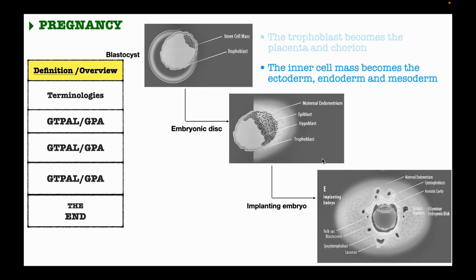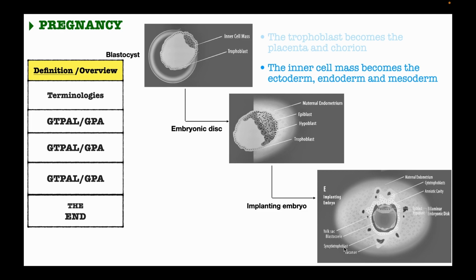Now, there are two parts of the trophoblast. We have the innermost layer, which is the cytotrophoblast, and we have the outermost layer, which is the syncytial trophoblast. Now, it is the cytotrophoblast which fuses to form the syncytial trophoblast. And the function of this syncytial trophoblast is that it is the main site of exchange for drugs, nutrients, waste materials, and other immunological substances between maternal and fetal circulation.